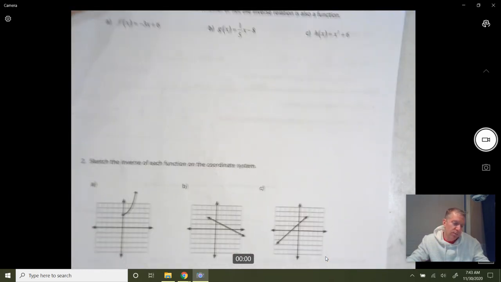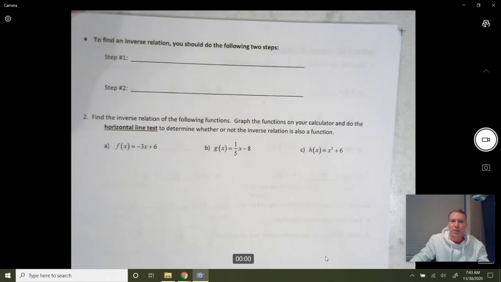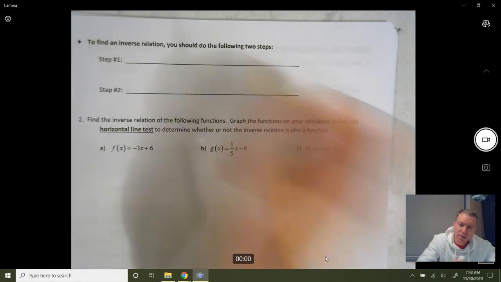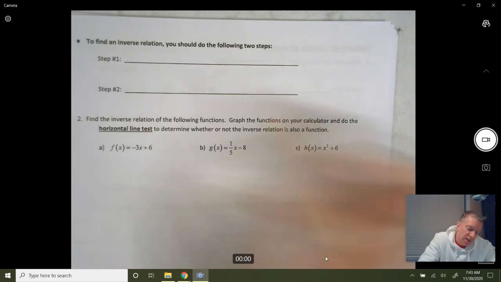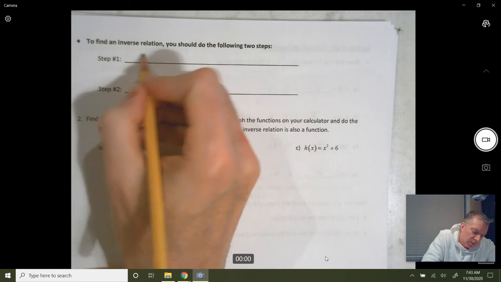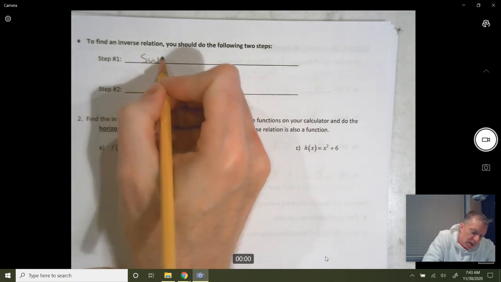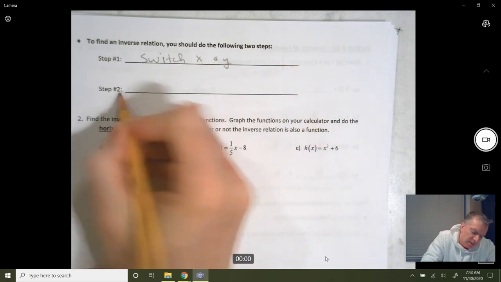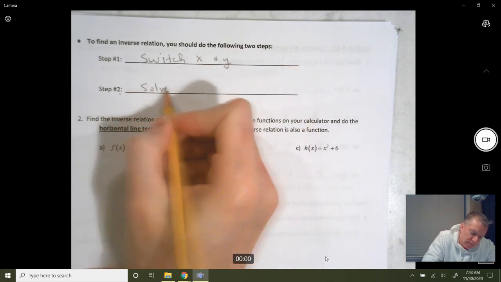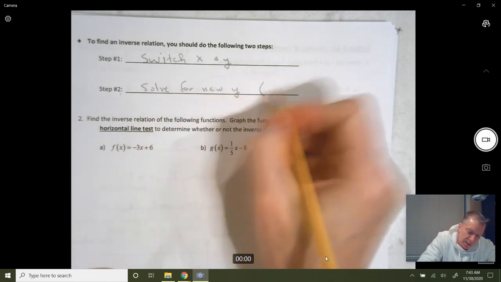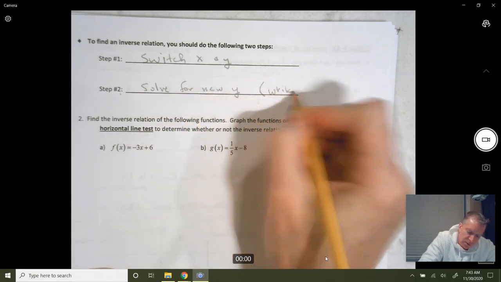Okay, to find an inverse relation. So that was a case where we have the points on the function. If we actually have the function, to find the inverse, there are really two quick and easy steps. If you can remember the steps: we're going to switch x and y, and then solve for the new y. And then you can write it in function notation.